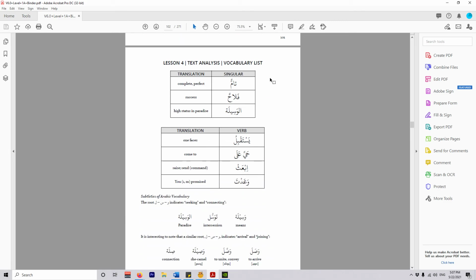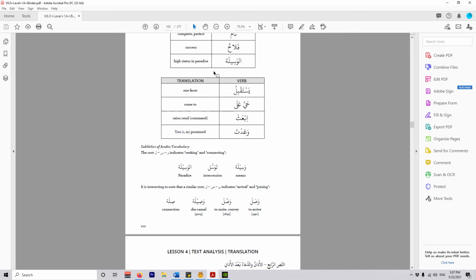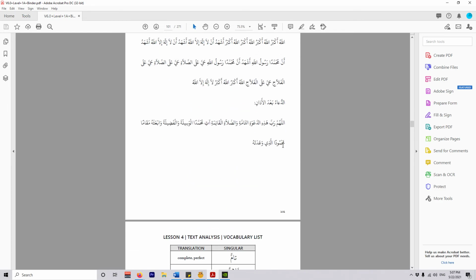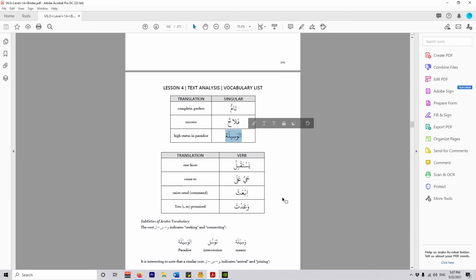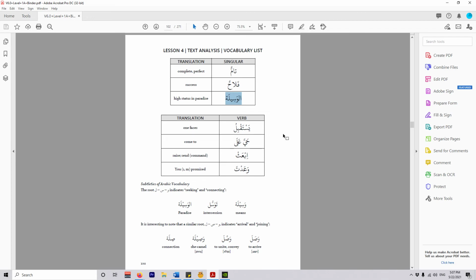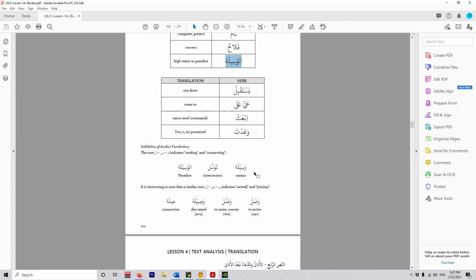So if you want to analyze it grammatically here, you're able to do that. And wasila, high place in paradise, and the wasala root has to do with seeking or connecting. So wasila is a means of doing something. Tawassul, sometimes it's translated as intercession. Al-wasila is a high status or special place within paradise.